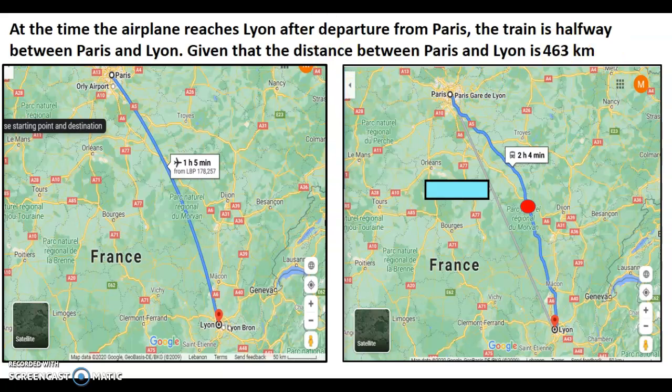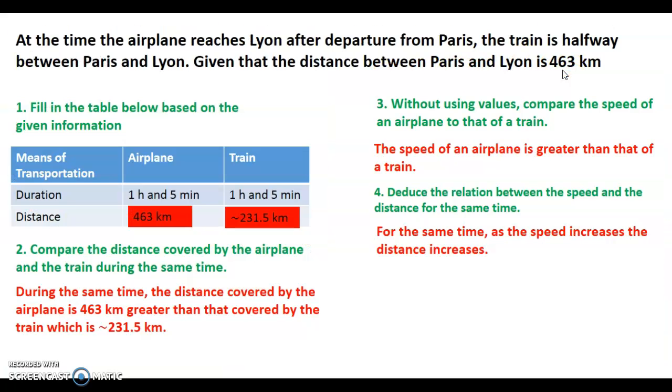Now, at the time the airplane reaches Lyon after departure from Paris, the train is halfway between Paris and Lyon. So by the time the airplane reaches the destination, the train is just halfway there. So it only covered half the distance. Given that the distance between Paris and Lyon is 463 kilometers, fill in the table below based on the given information. For the means of transportation, we have the airplane and the train, and we have to compare the duration and the distance.